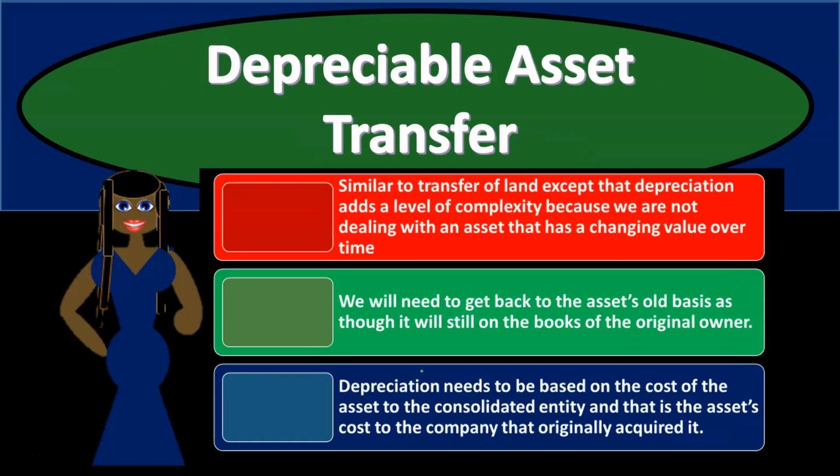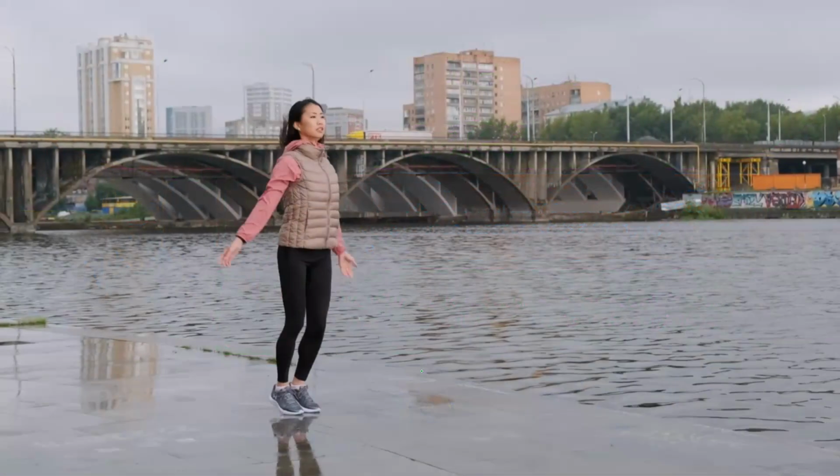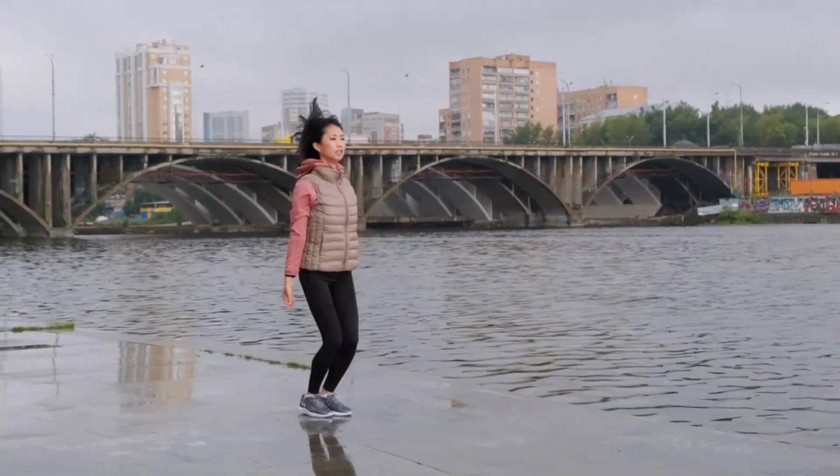In this presentation, we will discuss the depreciable asset transfer, in other words, an intercompany transfer within the context of our consolidation process, in essence, a transfer from parent to subsidiary or subsidiary to parent. Get ready to account with Advanced Financial Accounting.